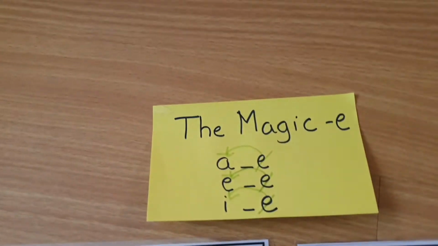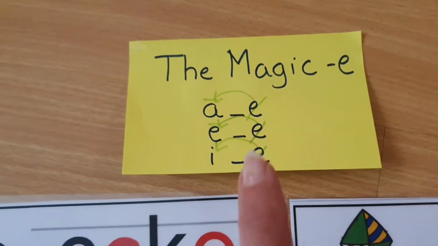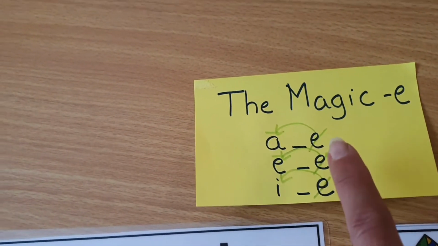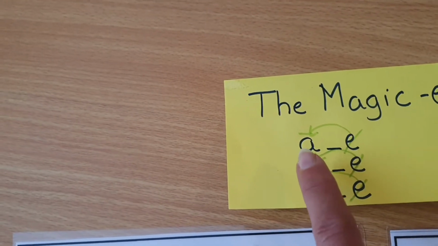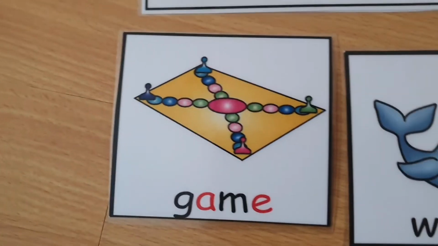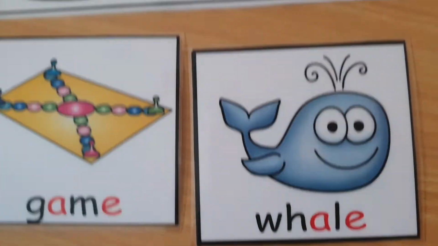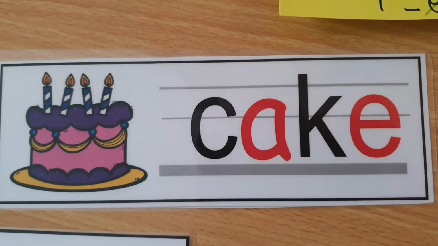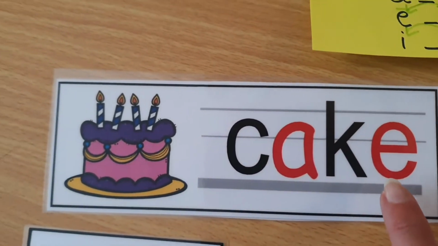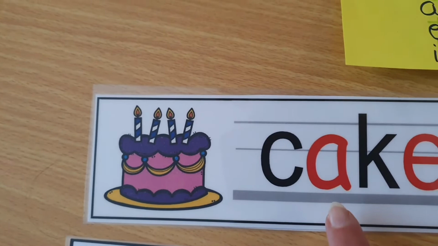Okay? Now, first let's look here. Remember that we learned that the magic E is quiet. It's quiet and it makes the A say A, like in cake and game and whale. We don't say kake. No, no, no. We say cake. The magic E is quiet and makes the A say A.